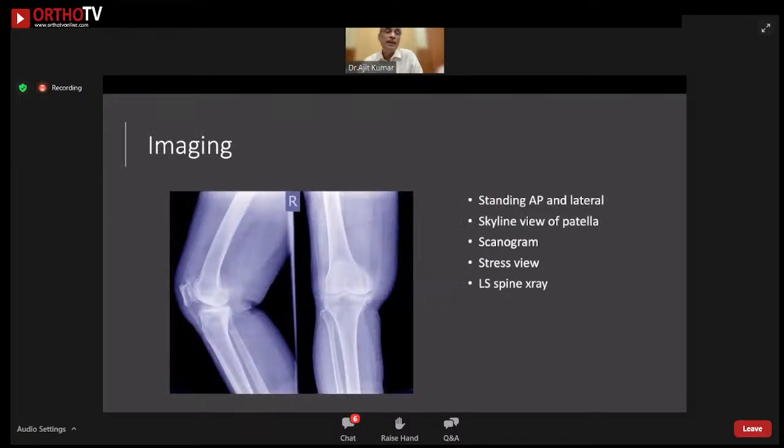Coming to the imaging, ideally, a standing AP lateral, a skyline view of the patella, and a scanogram is preferred. But most of us do not routinely get a scanogram. But many a times you may be caught out with a deformity in the mid-thigh or even further up, similarly in the lower limb as well. So a detailed history, if there were fractures, if there were any previous surgeries, these are important and also ideal to get a scanogram. Often it helps to get stress views to look at the ligamentous stability and always get a spine x-ray in all your patients.